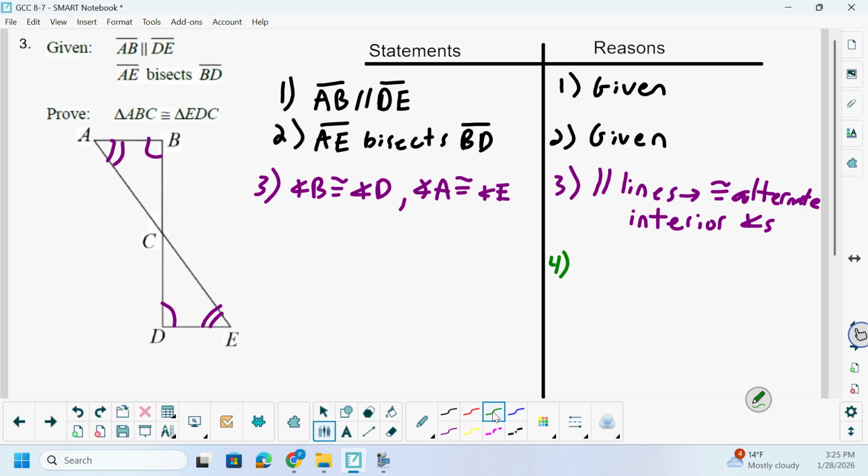Based on our second given, we have the word bisects. After the word bisects is a segment. So we'll do our segment bisector implies midpoint.